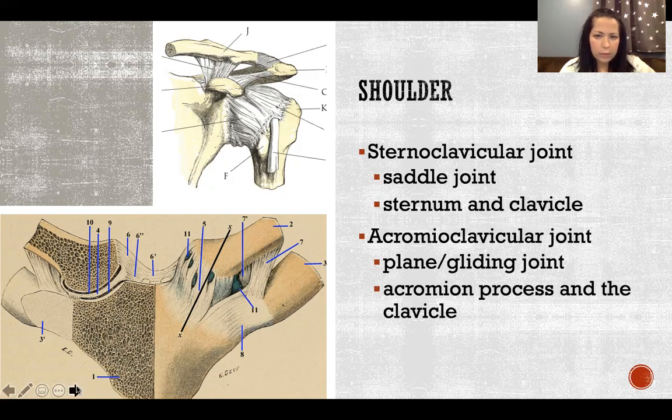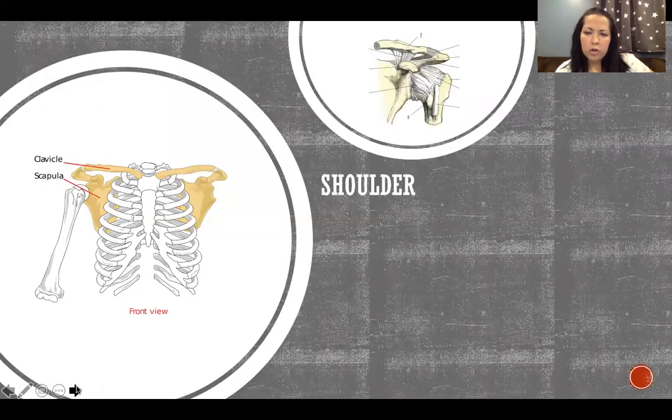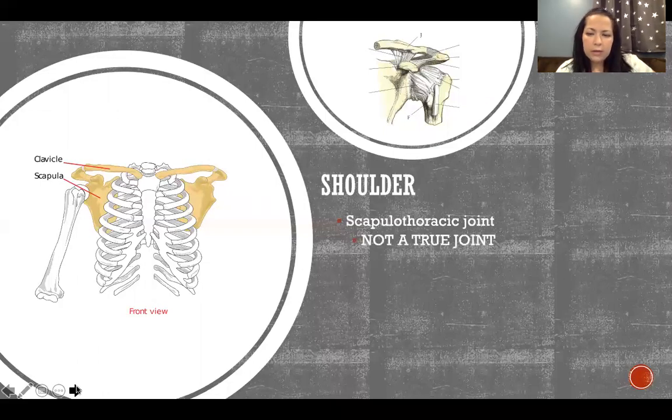Here, let's keep going. The other two joints of the shoulder, we have the scapulothoracic joint. That's the third one. That is not technically a joint. We've talked about types of joints and how we classify joints, and the scapulothoracic joint does not fit into any of our joint classifications. So technically it isn't actually a joint. With that said, we do refer to it as the fourth joint of the shoulder.